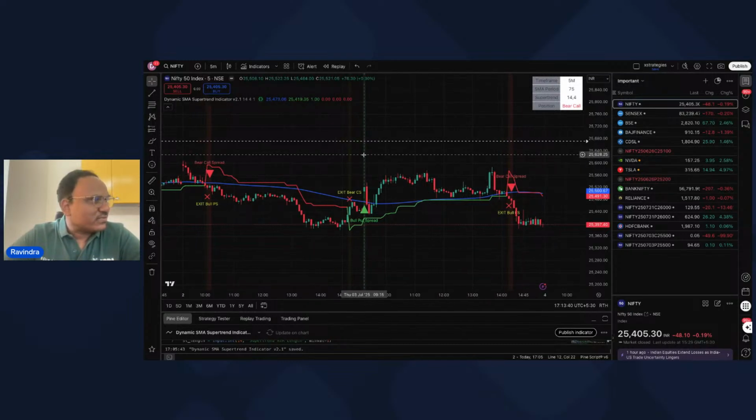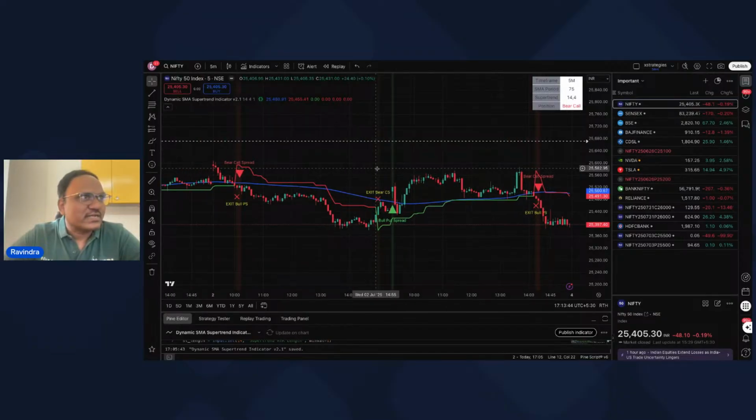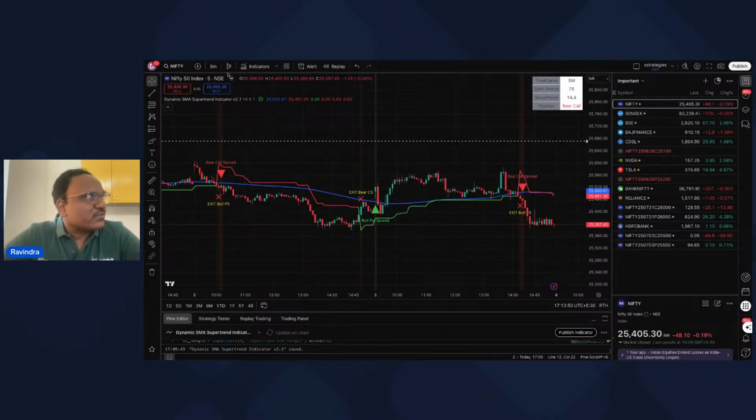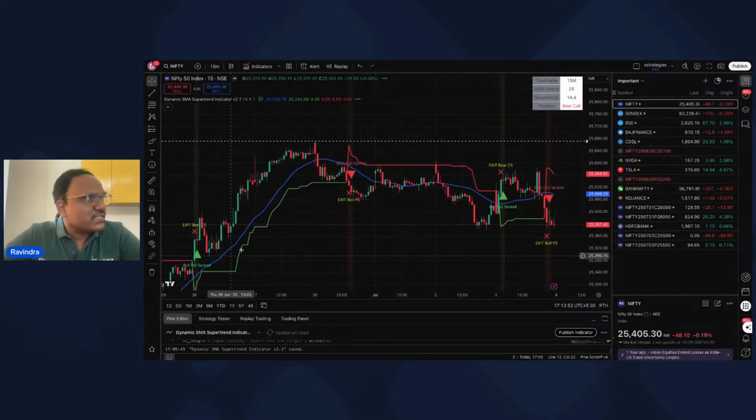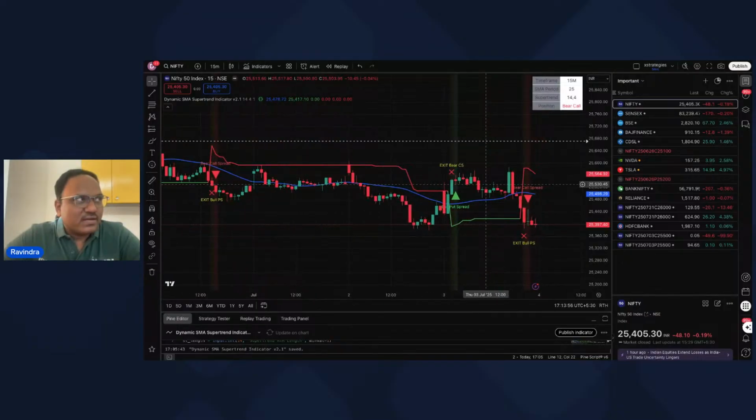Some days you'll have to really lose some of those little profits too for better risk management. I think that's the trade here. Suppose I do, let's say, 15 minutes, let's see what happens. 15 minutes must have been losses today.